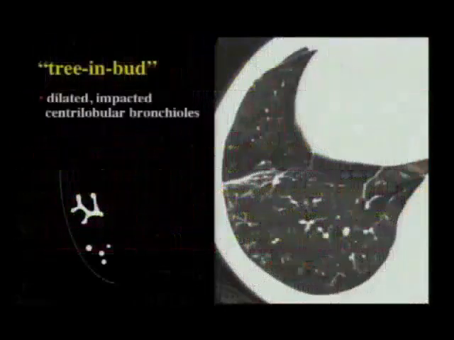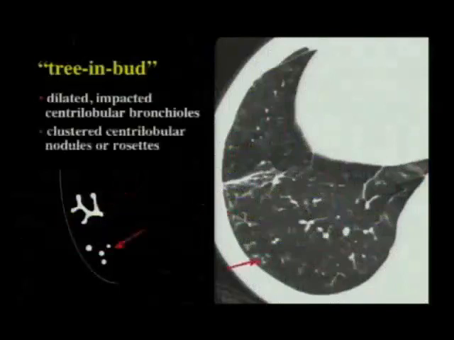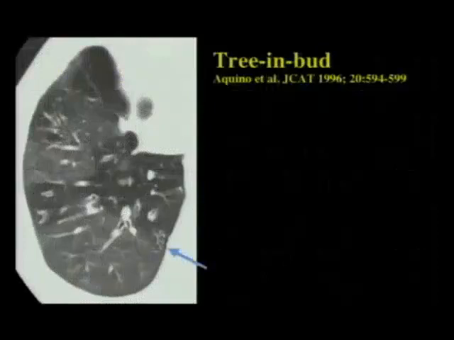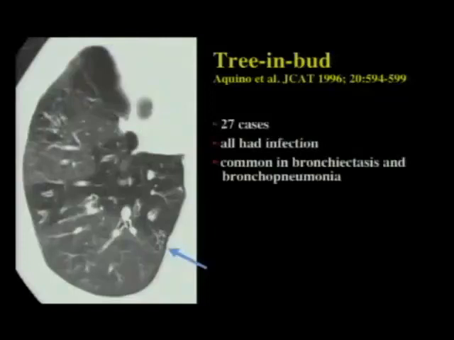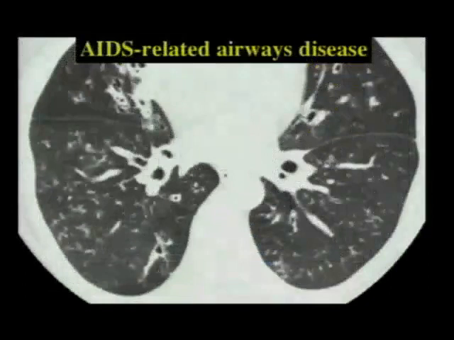Here an example of what tree in bud looks like. Again, this represents a dilated, impacted central lobular bronchiole. Sometimes you can see the buds without the branches clearly seen and appreciate it as a rosette of small nodules. Here another nice example in a patient with cystic fibrosis. In a study that was done a few years back, among 27 cases, all had infection, common in patients with bronchiectasis and bronchopneumonia.